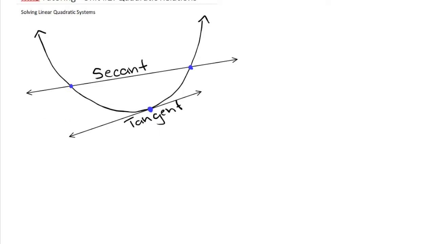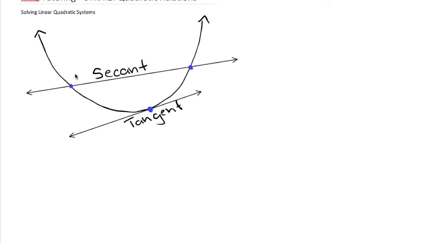As you can see in my drawing right here, all these blue points are solutions to both the parabola and the two lines below. A line passing through the parabola, which intersects it at two different points, is called a secant line, and a line that intersects the parabola at only one point is called a tangent. As you can see, the points of intersection for the curve and the line are the solutions.